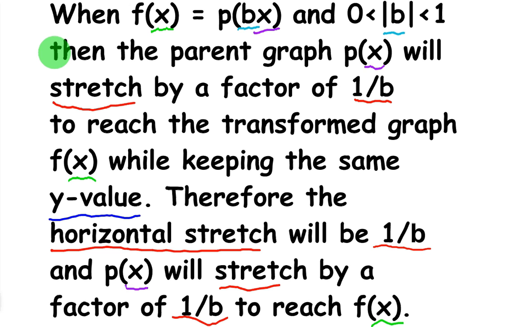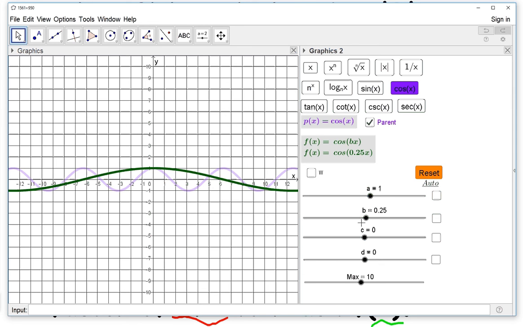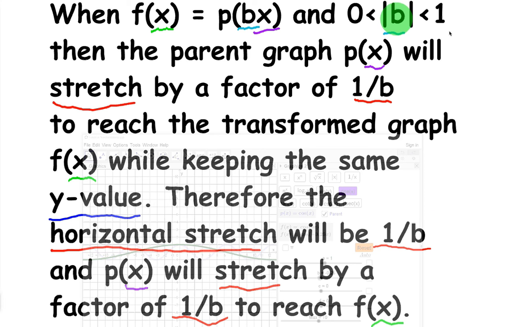Now when we read the rule, it's a little bit different. When f of x is equal to p of bx and the absolute value of b is between 0 and 1, so even if it's like a negative fraction that's between 0 and 1, so let's just make this negative 0.25, you can still see it stretches. So even for negative 1/4, it still stretches.